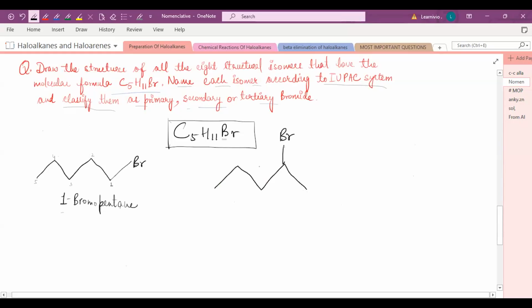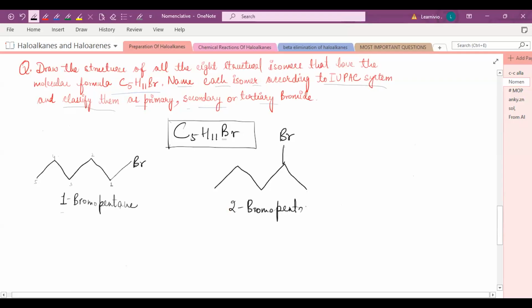You can see the molecular formula is the same, but the structure is different, or the position of the halogen is different. In the first, the bromine was attached to the first carbon, but in the second, the bromine is attached to the second carbon. But the formula is the same, C5H11Br. You can count the hydrogen, carbon, and so on. And what will be the name of this? So this is your 2-bromopentane.